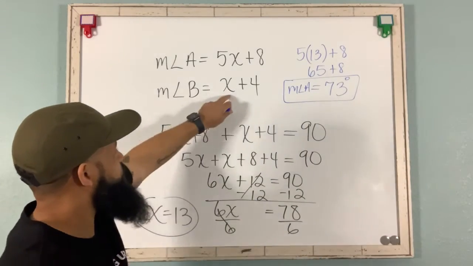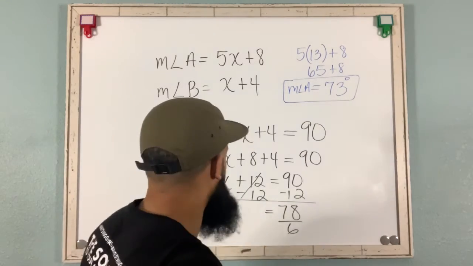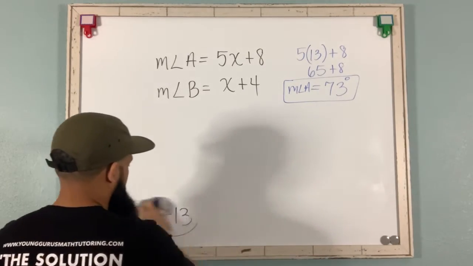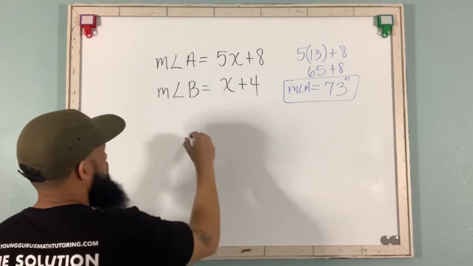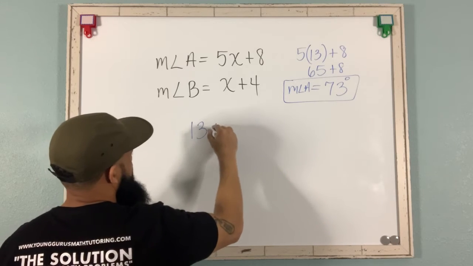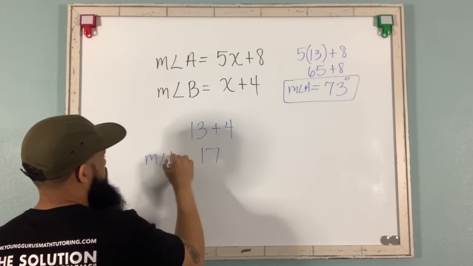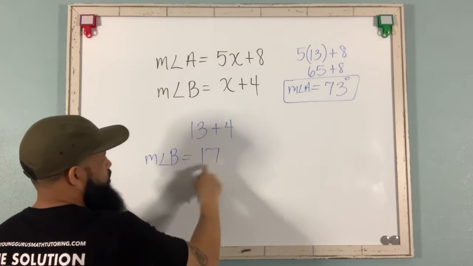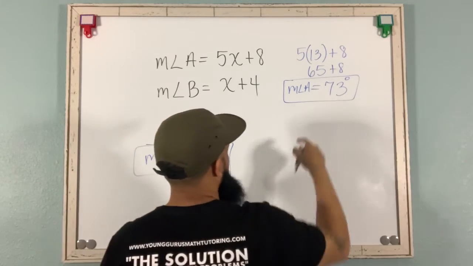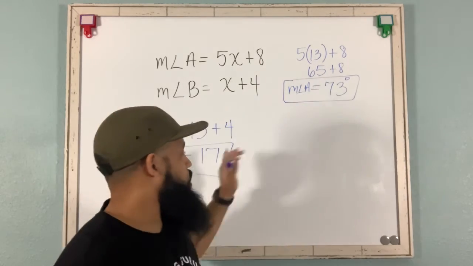We're going to do the same thing for the measure of angle B. Let's squeeze it in over, let's erase this. All right, measure of angle B is x plus 4, so 13 plus 4, that's a little simpler. So 17, so measure angle B equals 17, right? So now we can double check. They're complementary angles. So 17 plus 73 is indeed 90. So we know that these are your measures, all right?